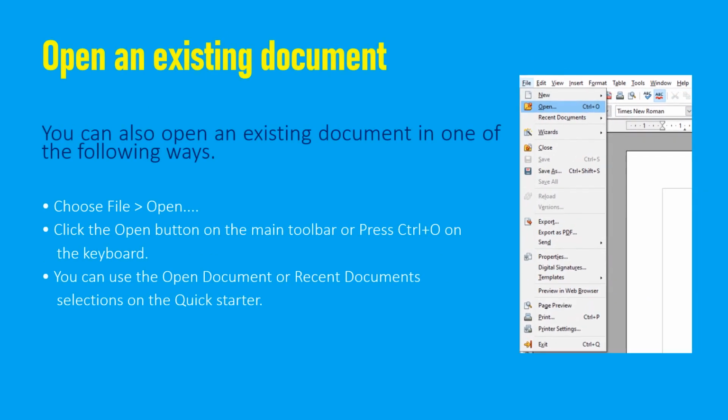Next is open an existing document. It means if you want to open a previously created document, then you can go to the file menu and click on the open button, or you can press the open icon from the toolbar, or you can press the shortcut key Ctrl plus O. When you use this option, it will show you an open dialog box. Then navigate to the location where your file is stored, locate it, select the file and click on the open button. Now your recently created file or the existing document will be open.